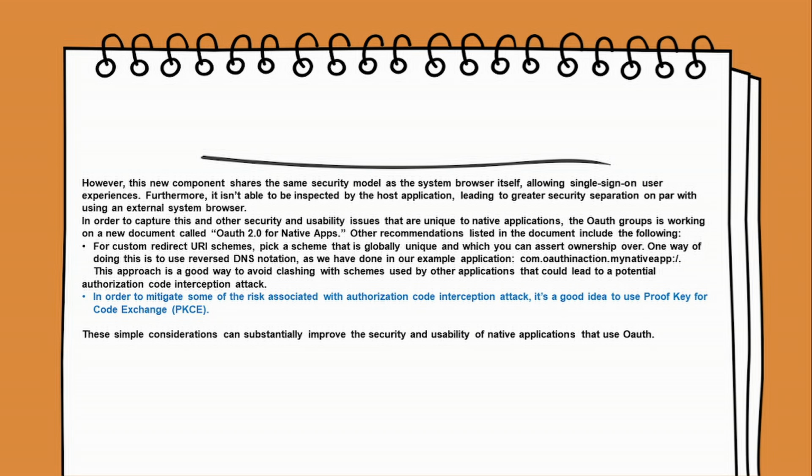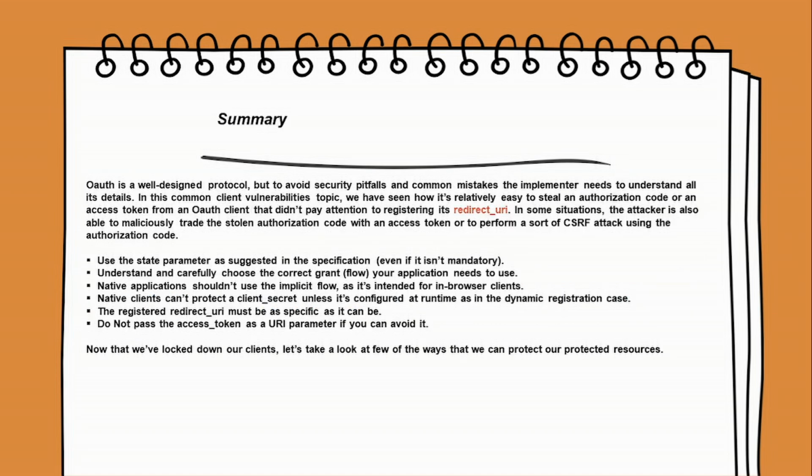In order to mitigate some of the risk associated with the authorization code interception attack, it's a good idea to use PKCE, proof key for code exchange. These simple considerations can substantially improve the security and usability of native applications that use OAuth. So I think there is already discussion and research going on for native apps, but for now, if you want to implement OAuth SSO for your native app, then go for PKCE, proof key for code exchange. Okay, that's the best practice.